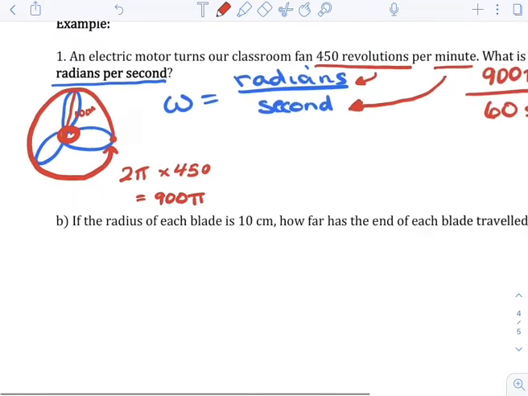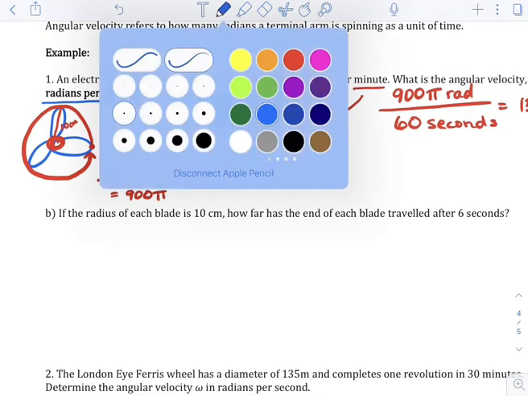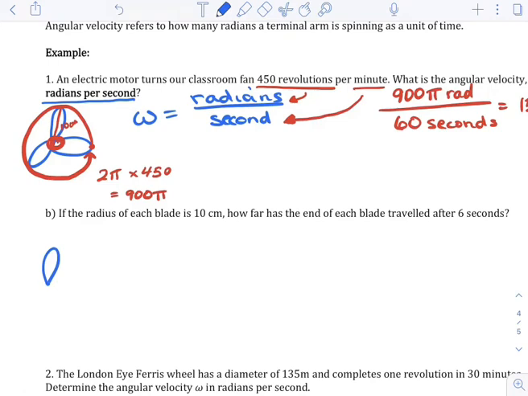I want to know how far has the end of each blade traveled after 6 seconds. So I'm going to draw another picture here. Let's suppose there's like a little piece of tape on the end of one blade, and I want to know after 6 seconds how far has that piece of tape on the end of the blade traveled. So what do I know about that? Well, that's the arc length that it's gone.